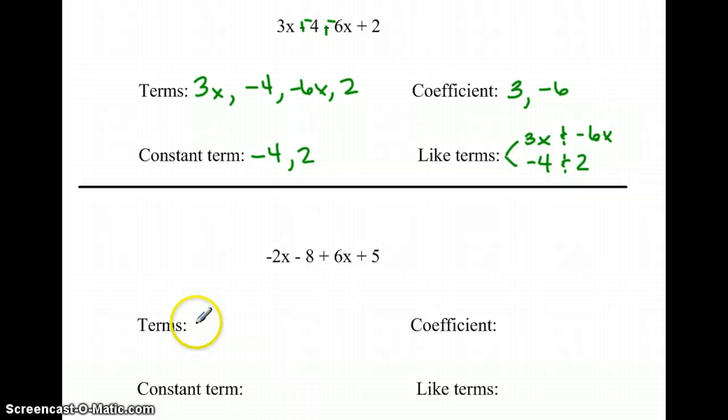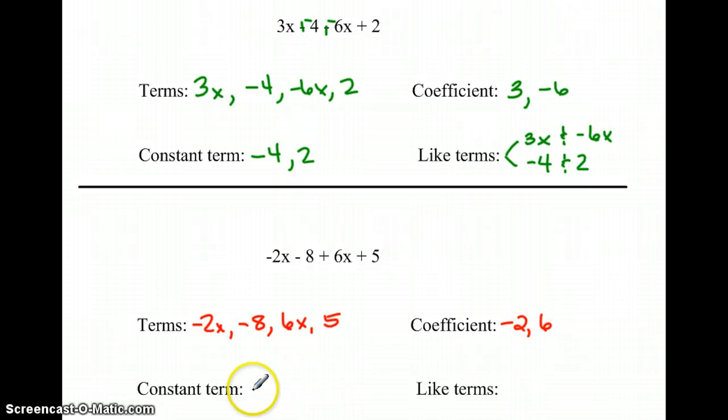Okay, our terms, again, we have 4 of them: negative 2x, negative 8, 6x, and 5. Coefficients here would be negative 2 and a positive 6. Our constant terms would be negative 8 and 5. Our like terms, again, we have two pairs of like terms. Negative 2x and a positive 6x are like terms. Negative 8 and 5 are also like terms.